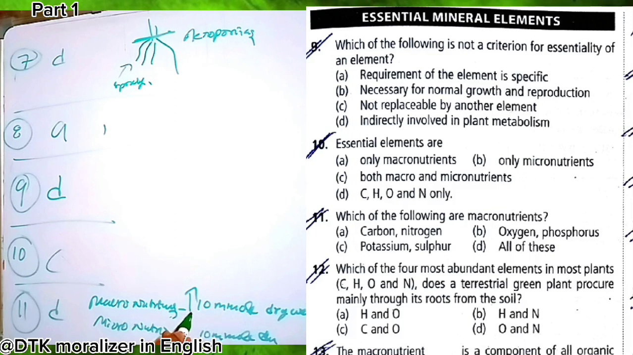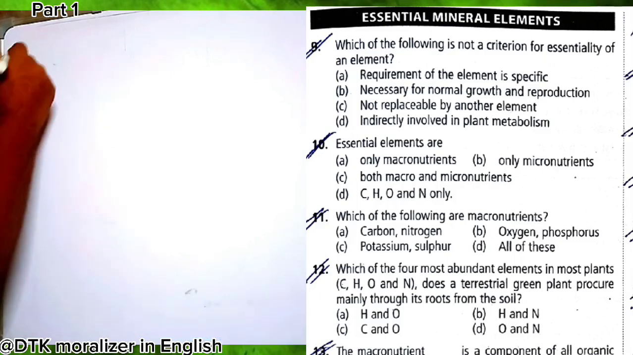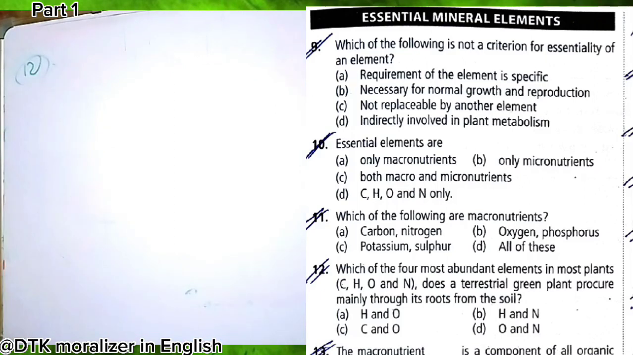Elements which are above 10 millimole in dry weight are called macronutrients. Those which are less than 10 millimole in dry weight are micronutrients. Now question number 12.